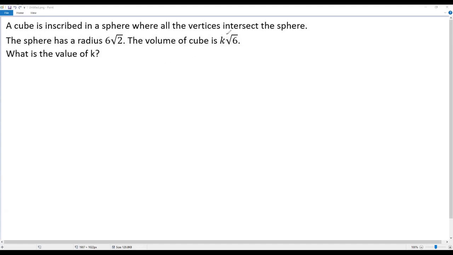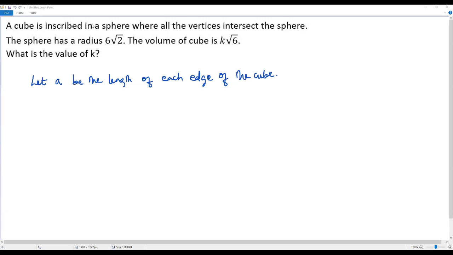Okay, in the given information, we have to find the value of this constant k. Since the volume of the cube is given, we can assume some English alphabet as the length of each edge of the cube. Let me assume a as the length of each edge of the cube.